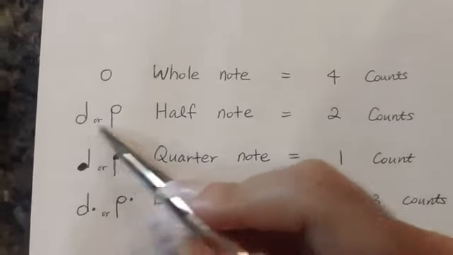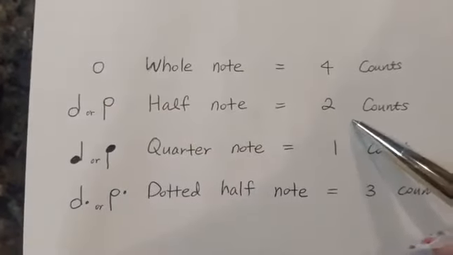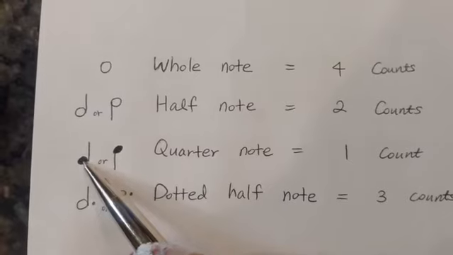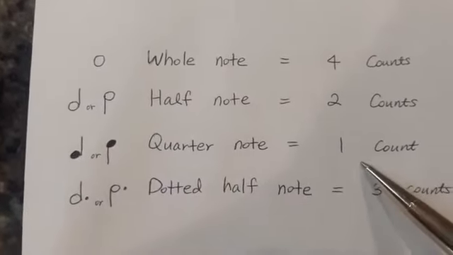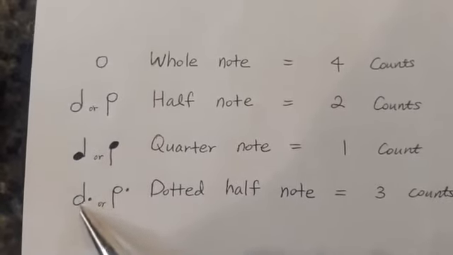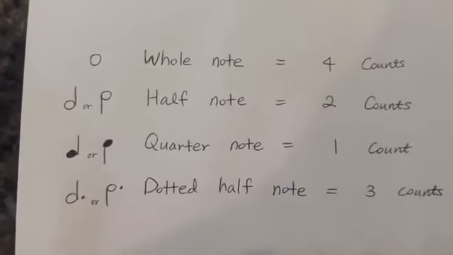Half note will look like this. Stems can be up or down. It will have 2 counts. Quarter note will look like this. Black head, stems up or down, 1 count. Dotted half note will be open head, white head, stems up or down with the dot on the right side.